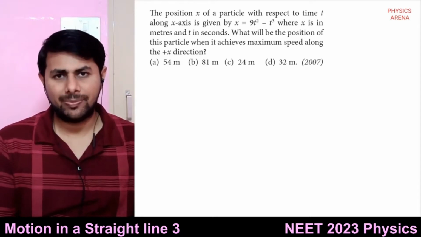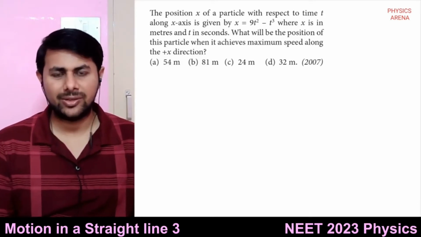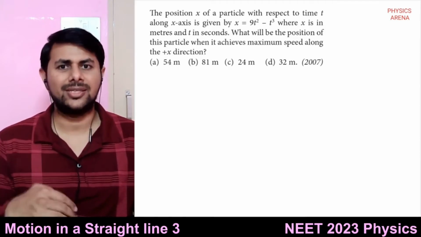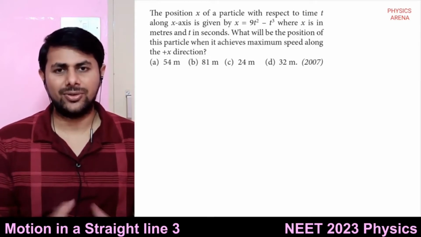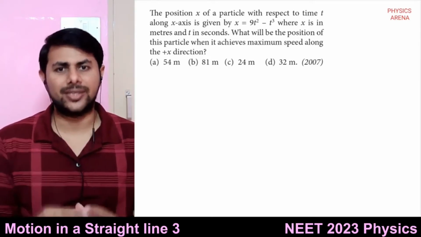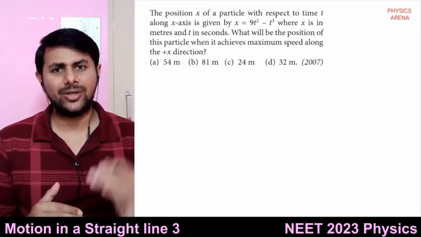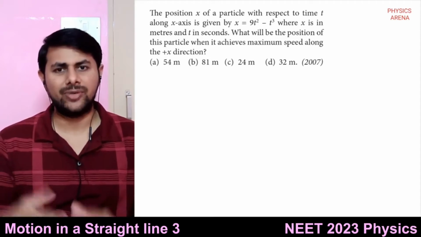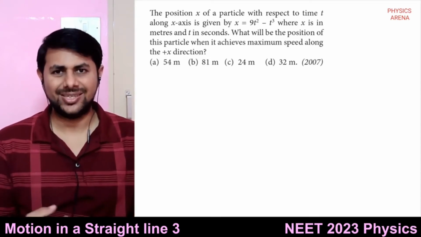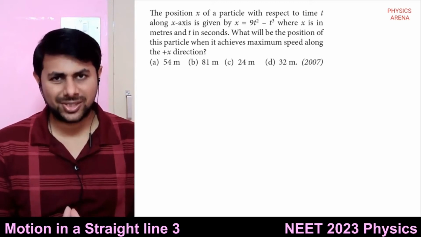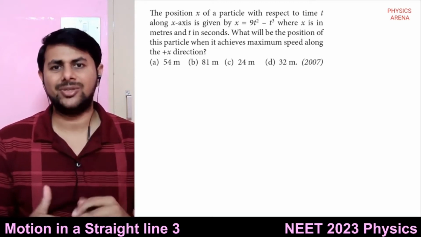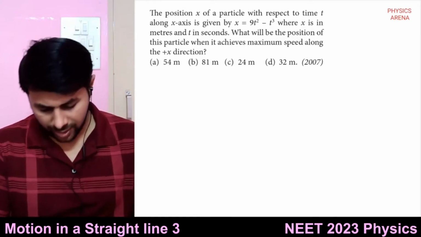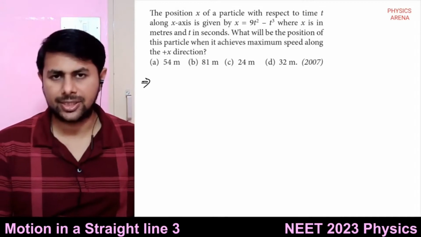Now what will happen when it achieves the maximum speed? The acceleration will be 0, right? Till the time there is some positive acceleration, the speed will keep on increasing. So only when the acceleration becomes 0, the speed will stop increasing. There will be no change in speed if acceleration is 0. So when the particle achieves maximum speed, its acceleration will be equal to 0. So we have to find at what time the acceleration becomes 0.